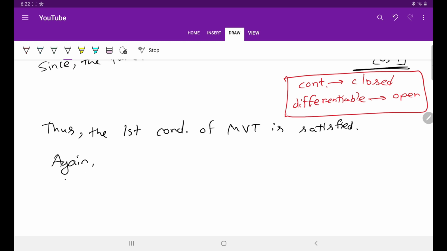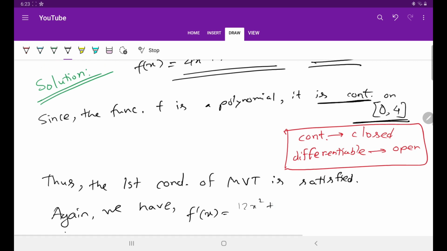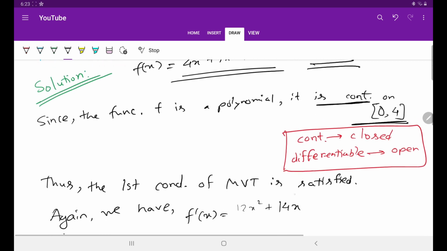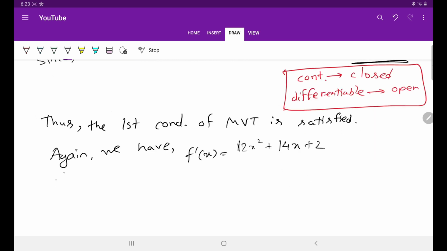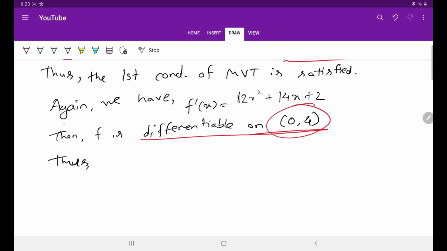Okay, fine. Then what about differentiability? If we can differentiate it, then it's obviously differentiable, right? So let's see whether we can differentiate it or not. Yeah, I think we can. It's 12x squared plus 14x plus 2. Good. Then f is differentiable on (0, 4). As I said, for differentiability, it's an open interval. Thus the second condition of MVT is satisfied.